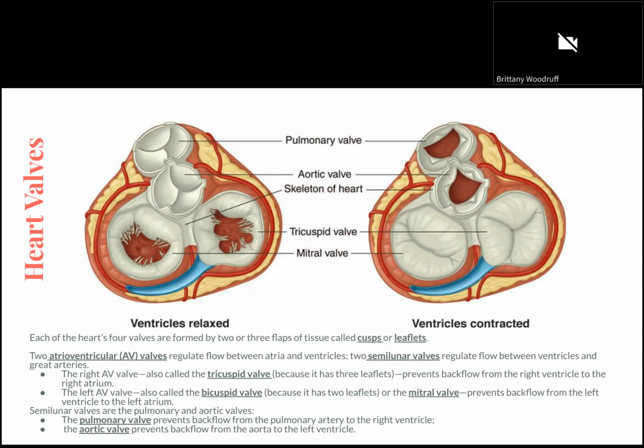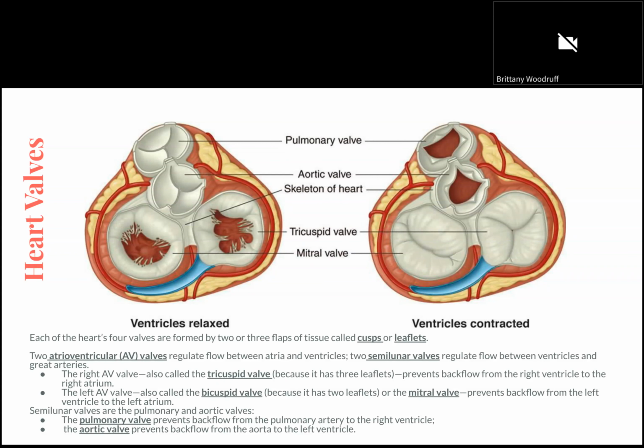What about bi? What does bi mean? 2. So the letter L, again, using your imagination, has 2 lines. The left side is your bicuspid valve. Now your bicuspid valve is also called your mitral valve. You guys will be responsible for knowing both of those terms, bicuspid / mitral valve, it means the same thing.